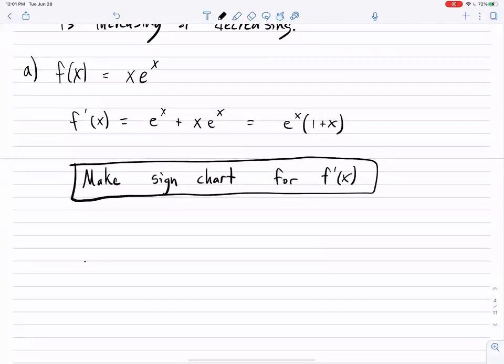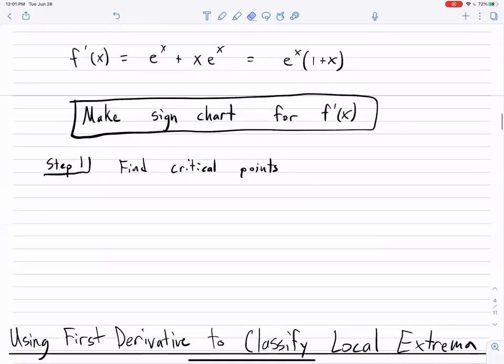What you do is you make a number line. Well, first we need to find, so first step, so make sign chart. So step one, find critical points. So step one is find critical points. So f prime of x equals e to the x times 1 plus x. Set that equal to 0 because it's never undefined. And what do we get? We get that, well, e to the x is never 0, but 1 plus x equals 0. So x equals -1 is the critical point.